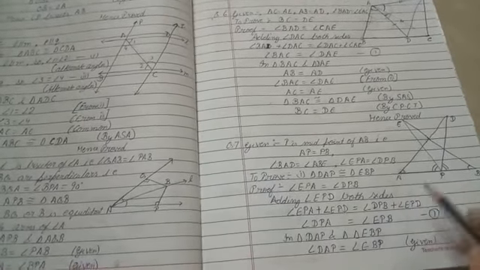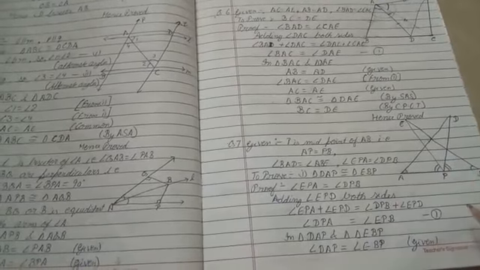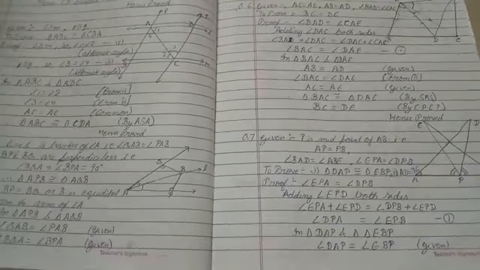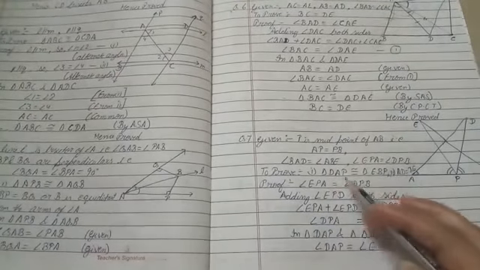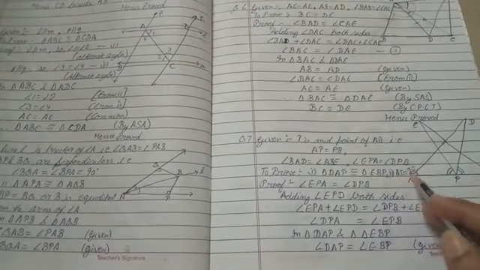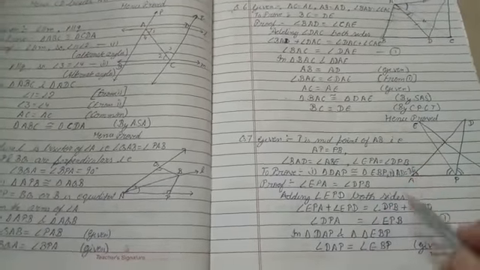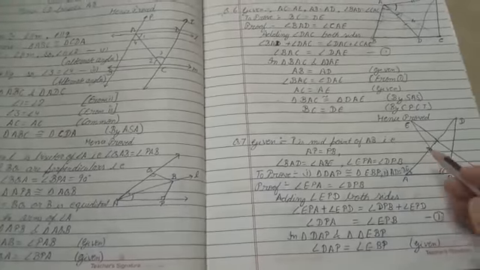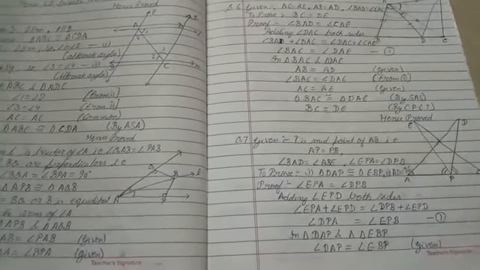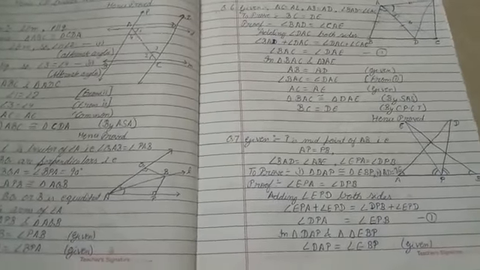Now what we have to prove? We have to prove that triangle DAP is congruent to triangle EBP and AD is equal to BE. Now it is given to us that angle EPA is equal to angle DPB, this is given to us.